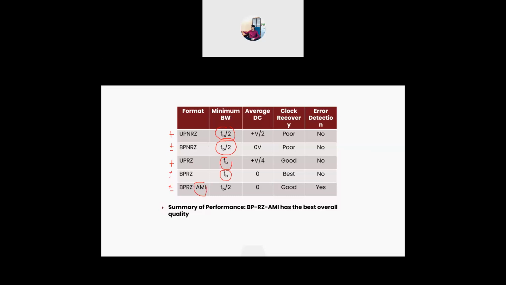Similarly, BPRZ AMI however has half of the bandwidth requirement compared to its siblings, the unipolar RZ and bipolar RZ. BPRZ AMI requires half the bandwidth.